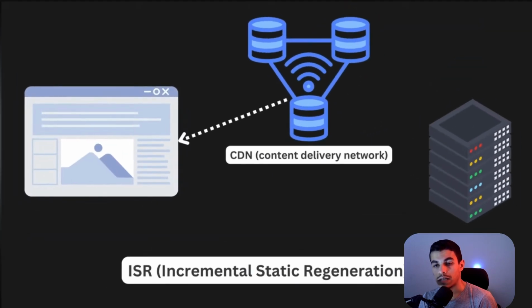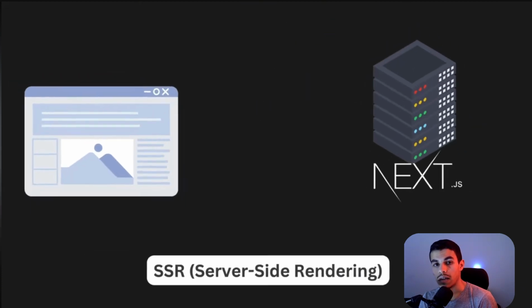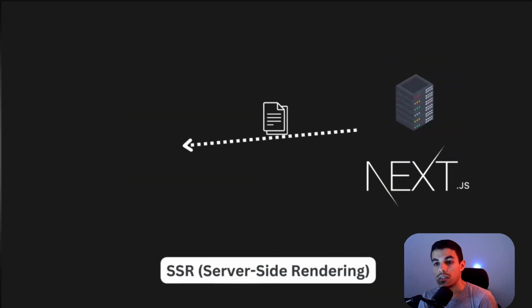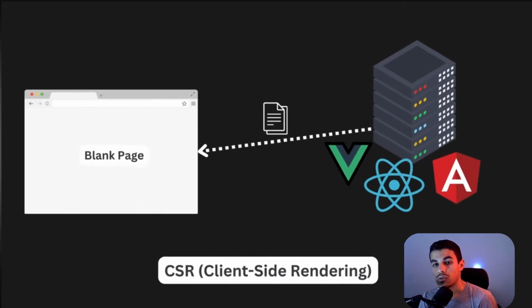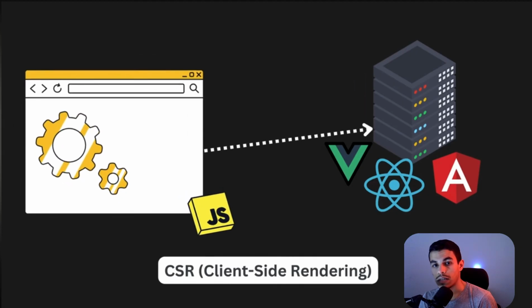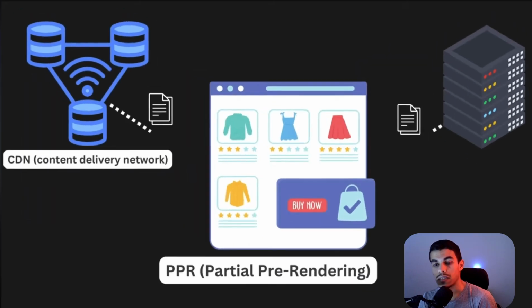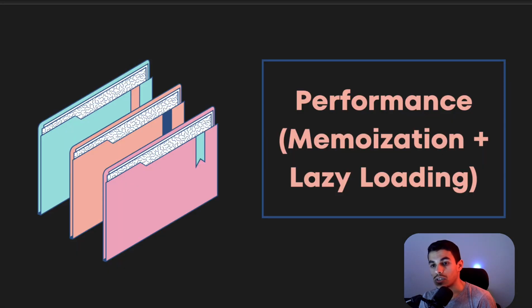Then we have incremental static regeneration, which updates the static page on demand without a full rebuild. Then we have server-side rendering, which generates the page on each request, which is more suitable for dynamic content. We also have client-side rendering, which loads a blank HTML page first, then fetches data and compiles the JavaScript code on the client side. And lastly, we have partial pre-rendering, which combines pre-rendering and dynamic content on the page.